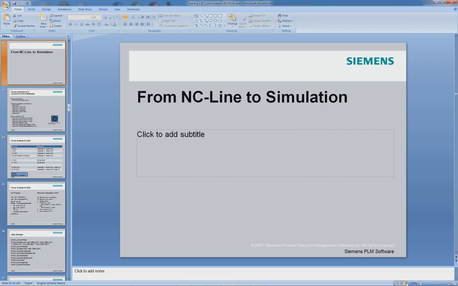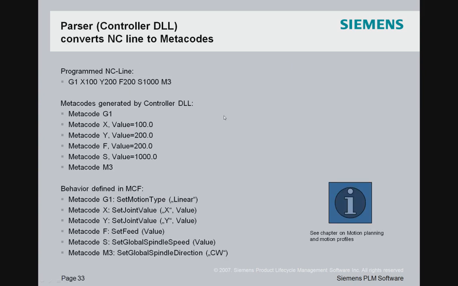Before we actually start configuring something, a little bit more theory on how to get from a command line to metacodes. An example is a programmed line that's one ANSI line with a G1, a couple of coordinates, X, Y, a feed rate, and probably a spindle speed and M3 to actually have the spindle rotating. With these lines, the controller DLL, the parser, will produce a metacode G1. It will produce a metacode X with a parameter that is a value, and that has the value 100.